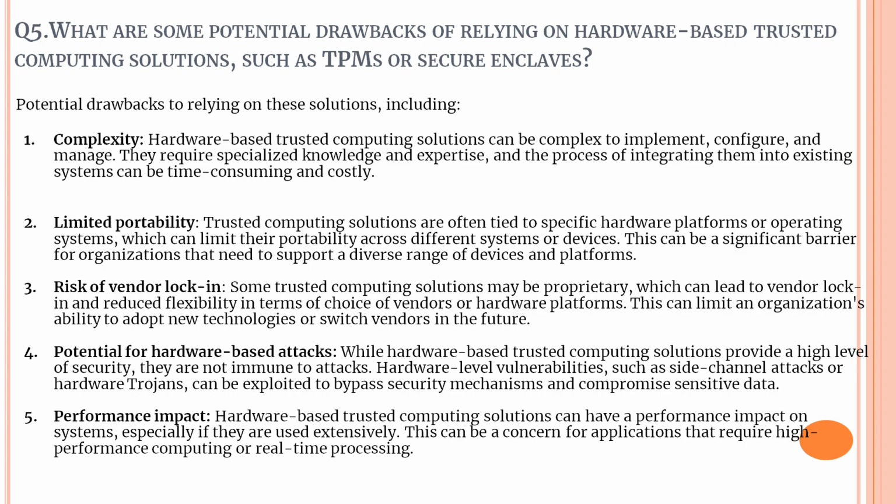Fourth one is potential for hardware-based attacks. While hardware-based trusted computing solutions provide a high level of security, they are not immune to attacks. Hardware-level vulnerabilities such as side channel attacks or hardware trojans can be exploited to bypass security mechanisms and compromise sensitive data. The last one, fifth one, is performance impact. Hardware-based trusted computing solutions can have a performance impact on systems, especially if they are used extensively. This can be a concern for applications that require high-performance computing or real-time processing.